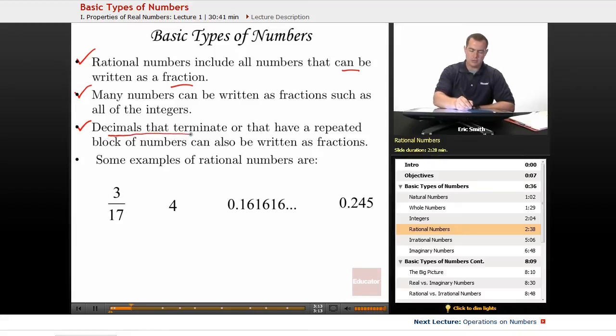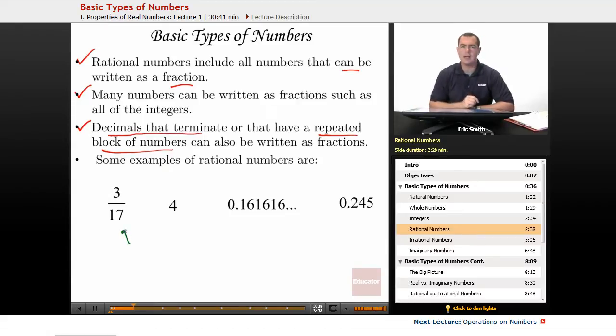If that decimal terminates, that means it stops, then you know you can write it as a fraction, therefore it is rational. If your decimal goes on and on forever and it has a repeated block of numbers, then you may also write those as fractions, so they are rationals. To help you figure out some of these, let's look at a few examples and see why they are all types of rational numbers.